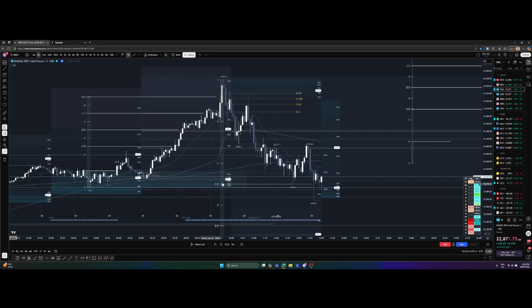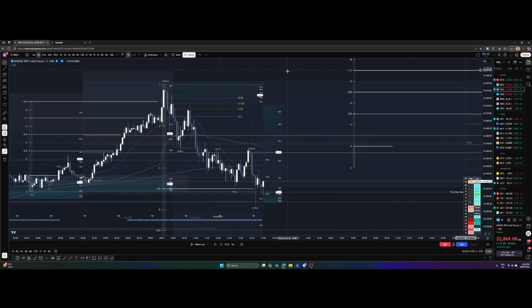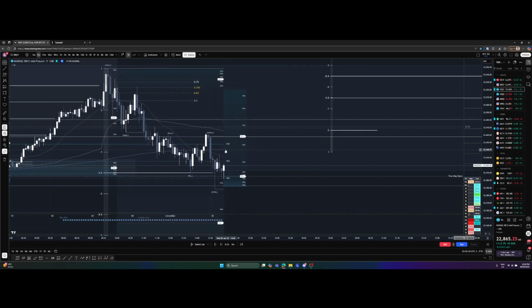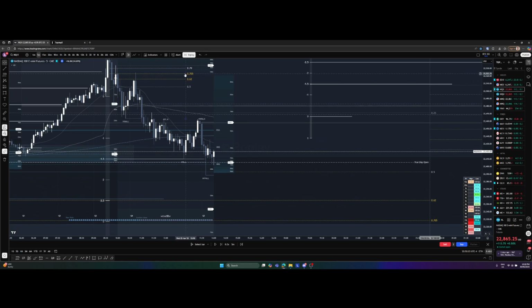We also have that 200 smooth moving average there. And then yeah, into the PM session afterwards. Just going back out of replay mode.